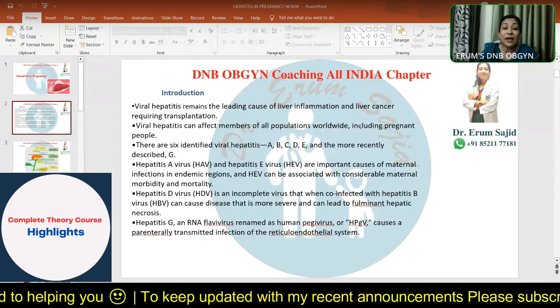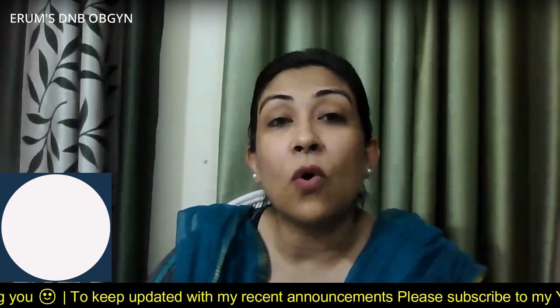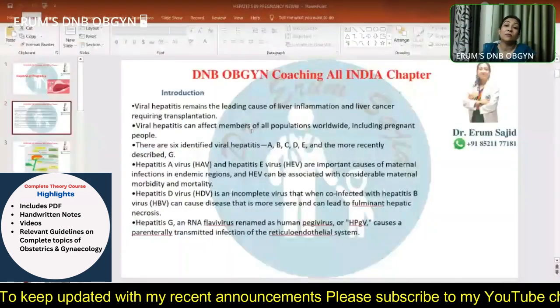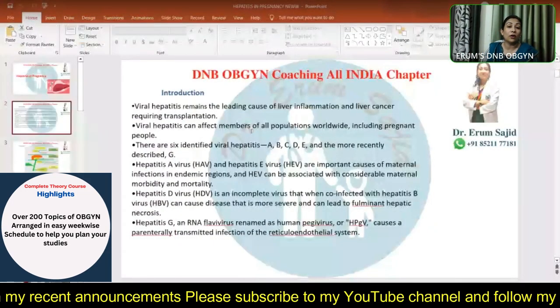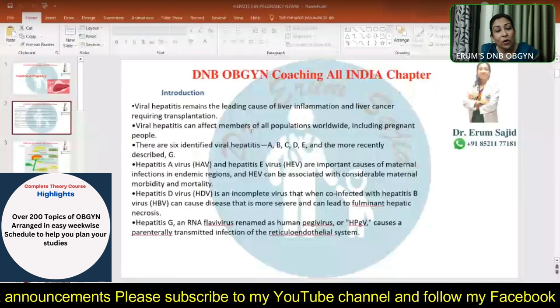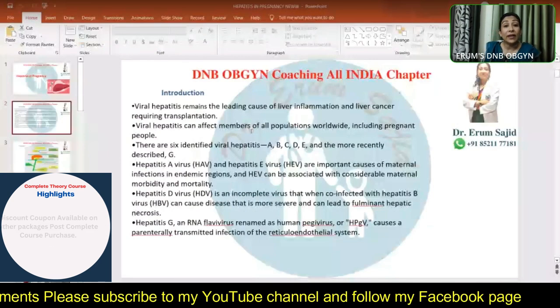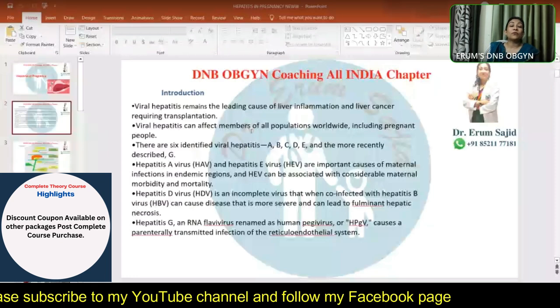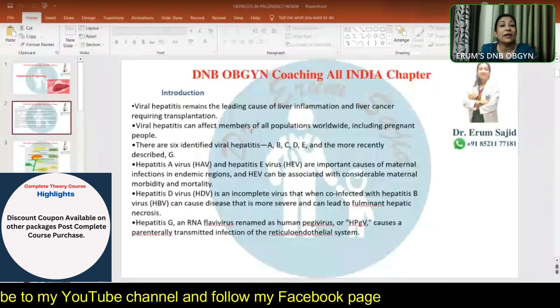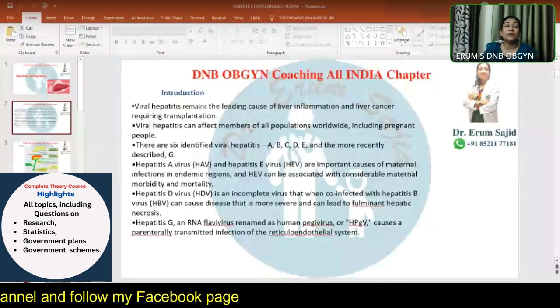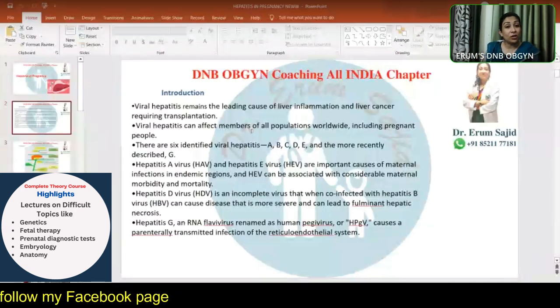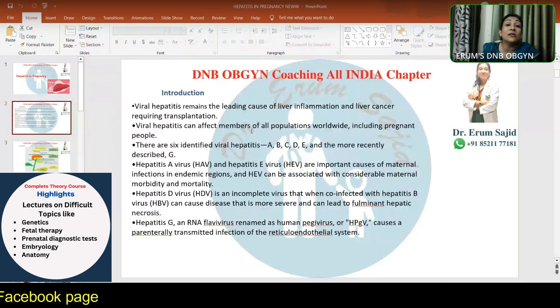Viral hepatitis can affect members of all populations worldwide, and we mostly see pregnant patients when they ask whether they can have food outside or drinks outside. This is why your guarded answer will be to avoid it, because, like we say, so many hepatitis viruses are fecal-oral route, foodborne, and certain viruses which otherwise are not that lethal become very lethal during pregnancy.